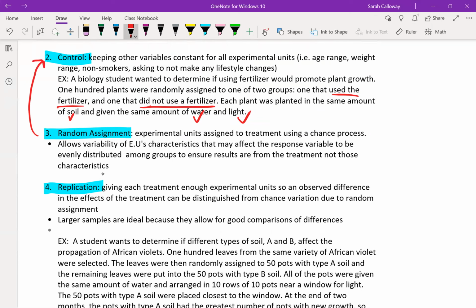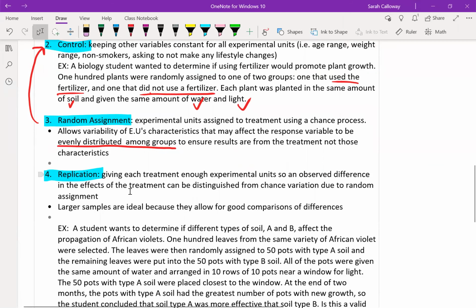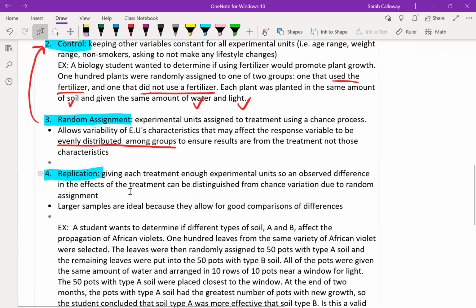So if it's asking how this is an example of something being random, you're looking at the idea that they're evenly distributed among groups to ensure the results are from the treatment and not those characteristics. So that's the big idea with random assignment, that they're evenly distributed among the groups, so that it helps with something that they can't control.